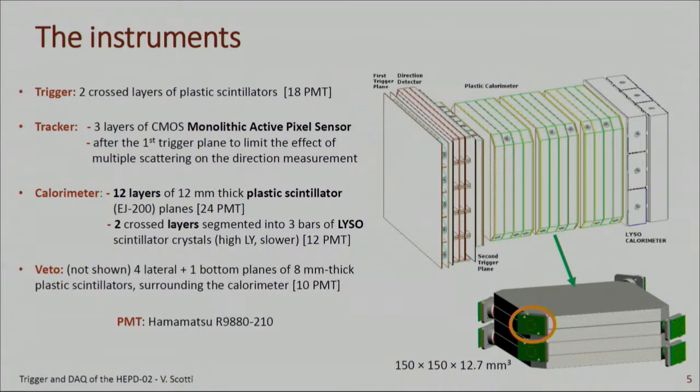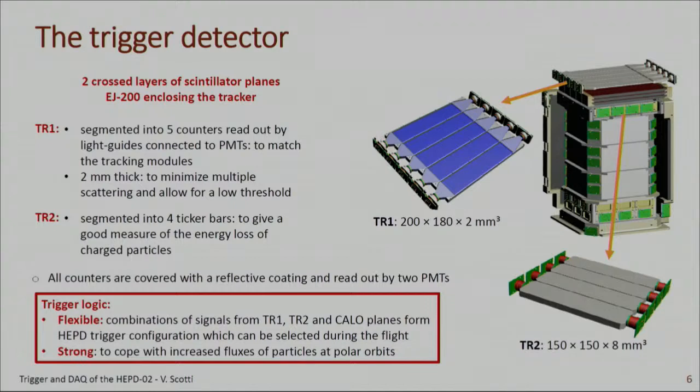The main improvements with respect to HPD01 are the trigger and the tracker, which have been totally changed, so I'll describe them in more detail. The trigger is composed of two crossed layers of scintillators. The first layer, trigger 1, is segmented into 5 counters to match the tracking modules, so we have one trigger bar for each tracking module. It is a very thin scintillator, only 2 millimeters, to minimize multiple scattering and to allow for a low threshold.